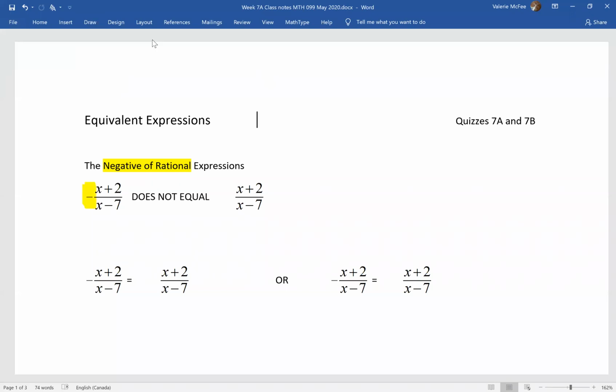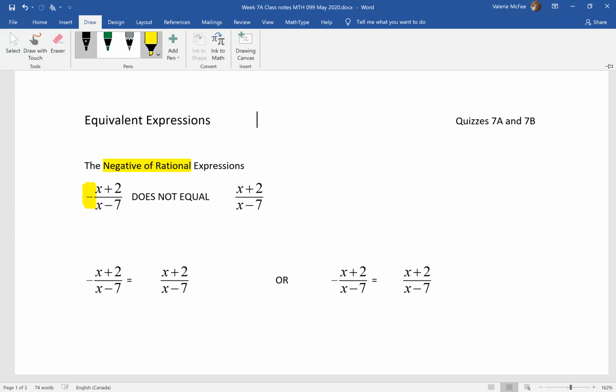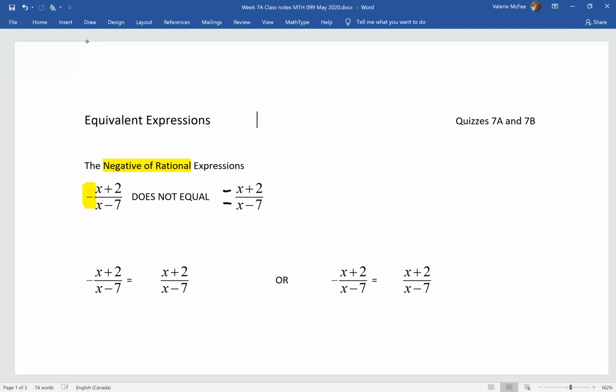When there's a negative sign in front of a rational expression, what's important to remember is that that does not equal the negative of the numerator and the denominator, because when we have a negative divided by a negative, that makes the whole thing positive. So this is not correct to write a negative sign in front of both the numerator and the denominator.